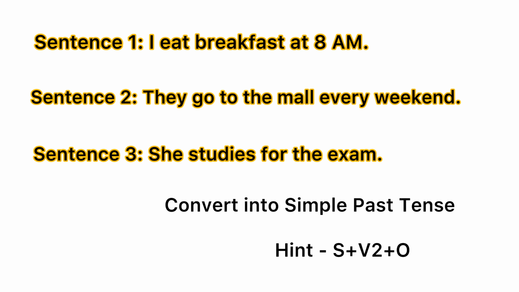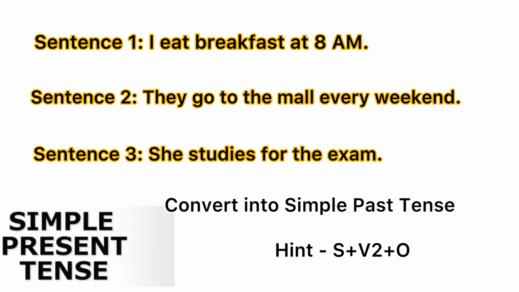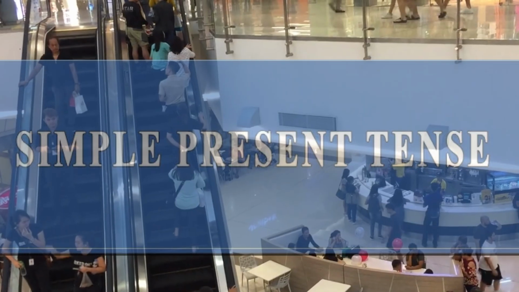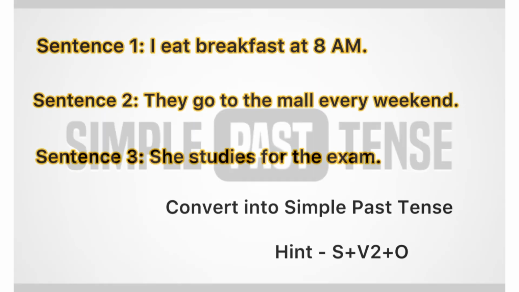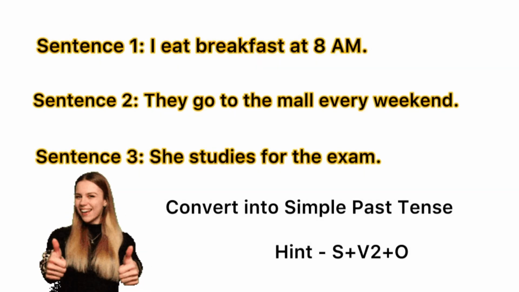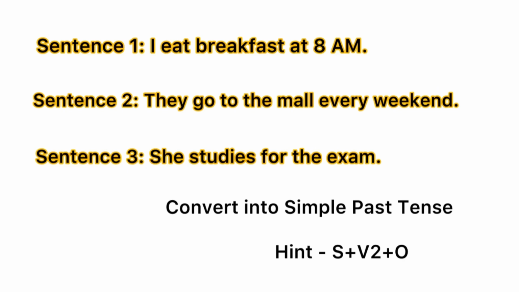One more thing, if you notice in more depth, all the above sentences are from the simple present tense. These are all either routine activities, habits, or daily life, like going to the mall every weekend, eating breakfast at 8 a.m. and studying, and so on. However, once you convert those sentences into simple past tense, they would reflect an action which has already happened in the past. Okay, great, best of luck, and how did you do?